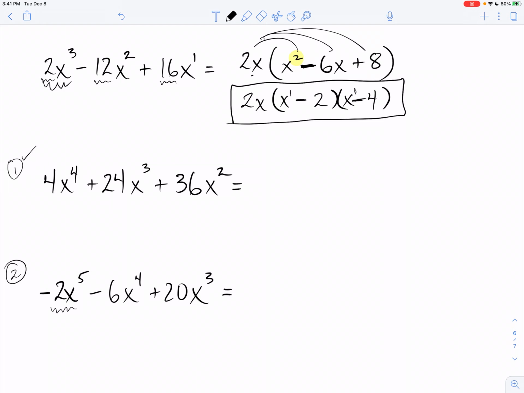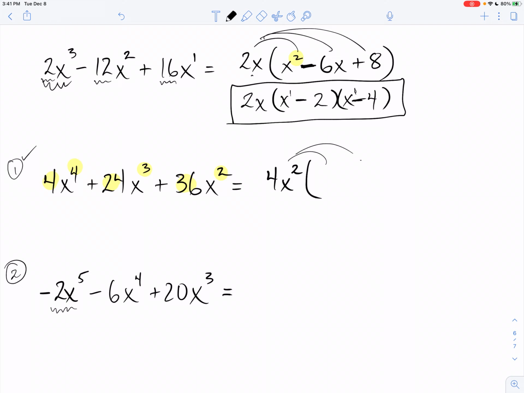That would be this one. I'm going to do it. I'm going to take out a 4, an x, a squared. Why? Because 4 goes into all of these, and x squared is the baby in this group of guys. So I take out 4x squared.